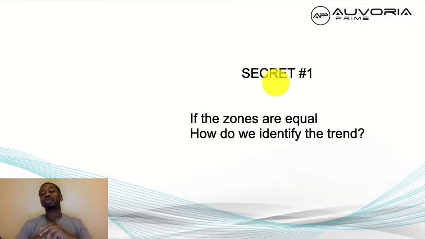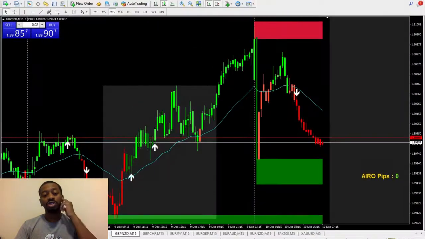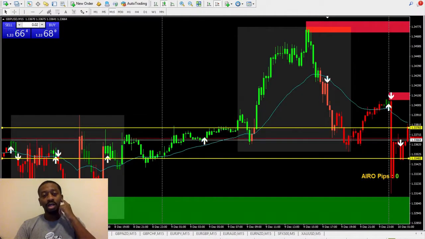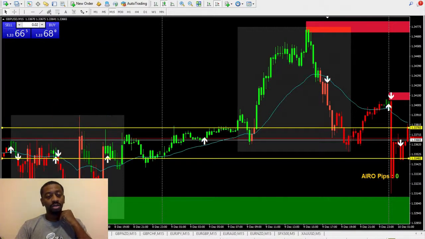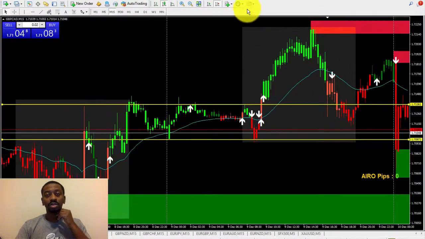If the zones are equal, how do we identify the trend? We already know that if you have more resistance zones, the red zones, you're looking for sells. If you have more green zones, or support zones, you're looking for buys. But if they're equal, how do you know what the trend is? Well, let's go take a look. Let's jump out of here and into the chart. Let me find a pair here real quick for you. All right, let's see here.